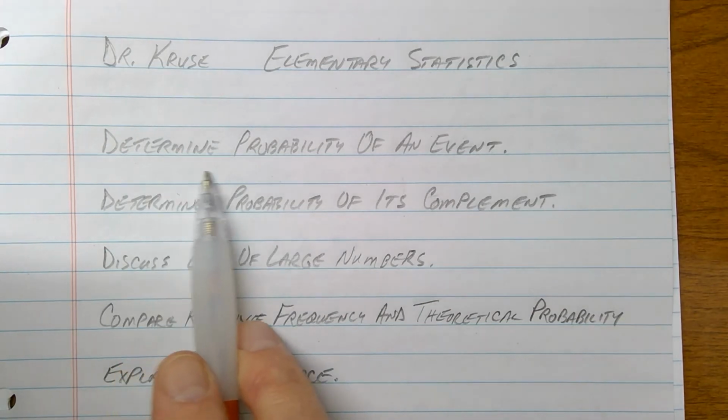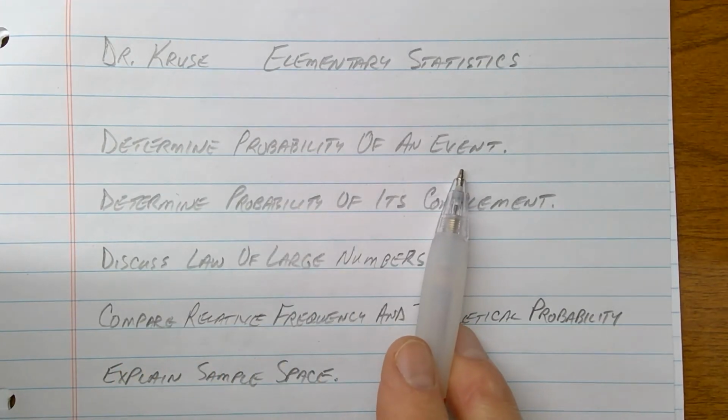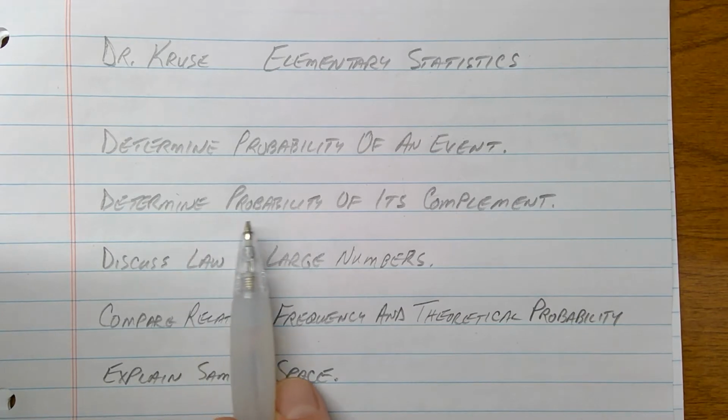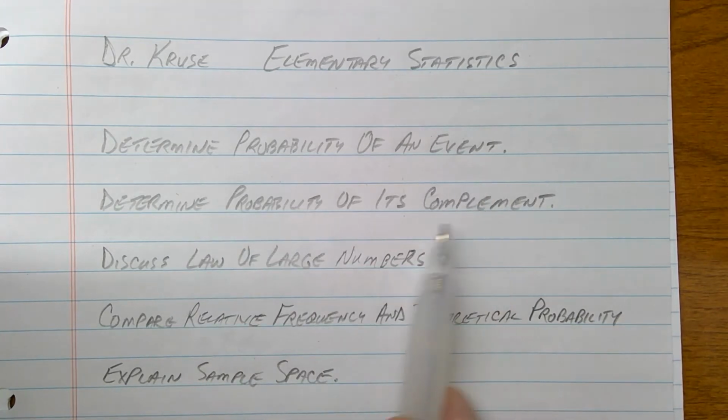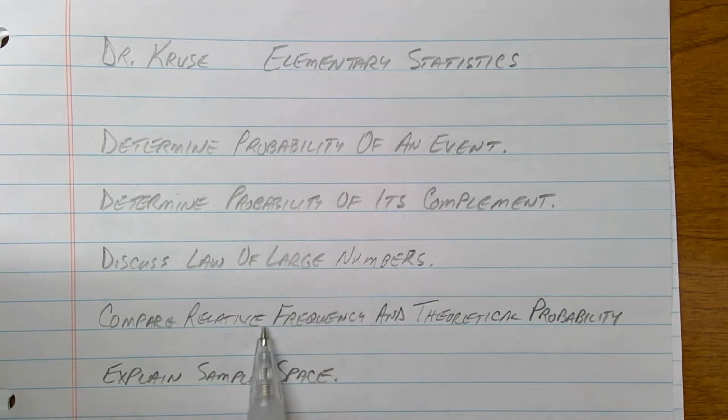We're going to determine the probability that something happens, the probability of an event, and we'll determine the probability of its complement. It either will happen or it won't happen. We'll talk about the law of large numbers. We're going to compare relative frequency versus theoretical probability, and I'm going to try to explain sample space.